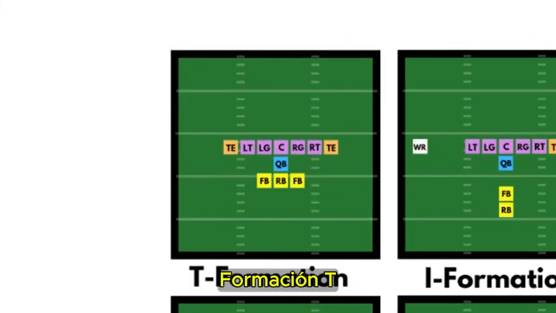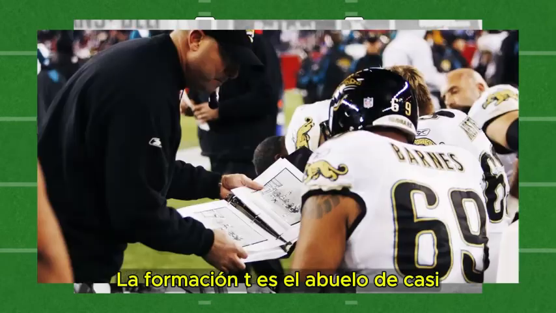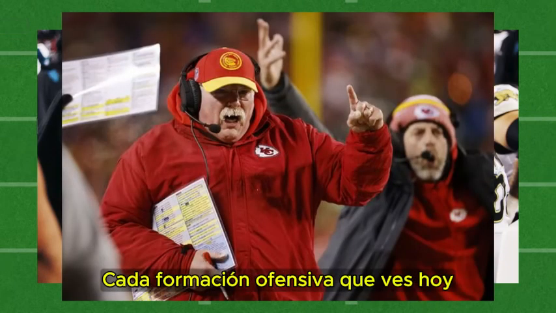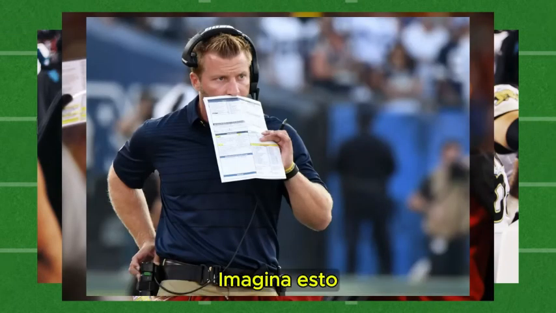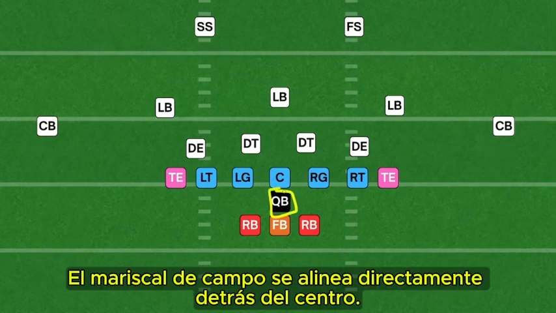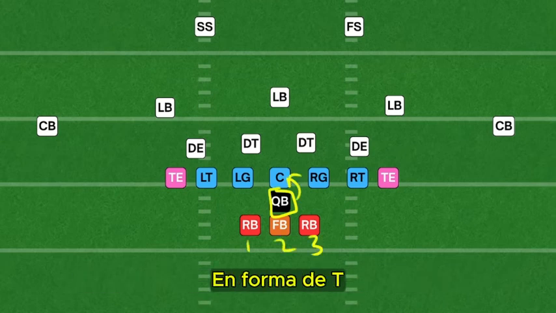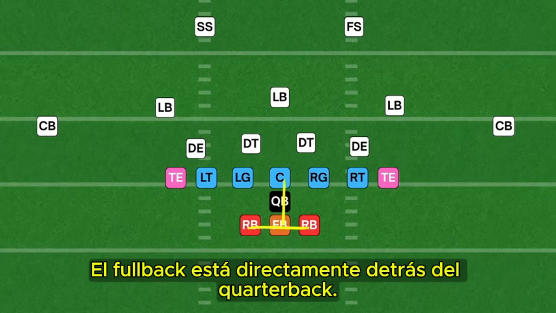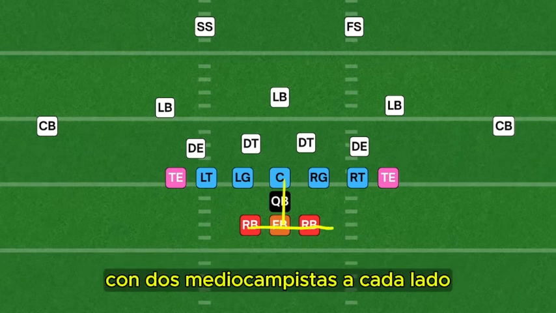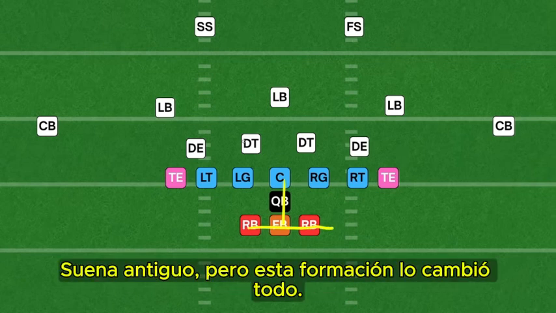T formation. The T formation is the grandfather of almost every offensive formation you see today. Picture this. The quarterback lines up directly behind the center with 3 running backs spread out behind him in the shape of a T. The fullback is directly behind the quarterback with 2 halfbacks on either side. It sounds ancient, but this formation changed everything.